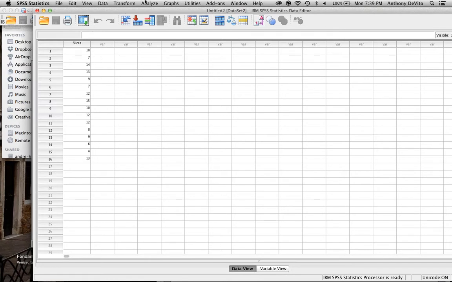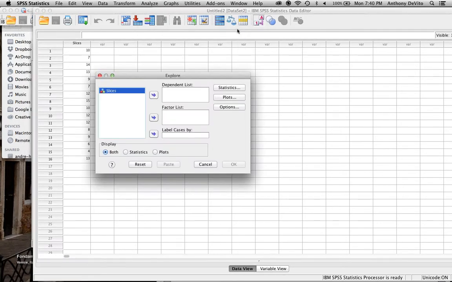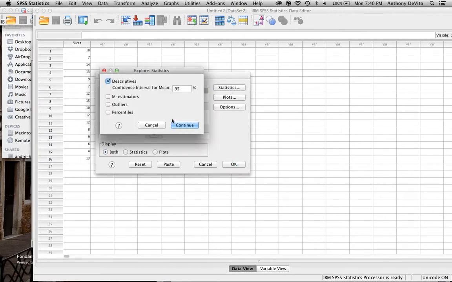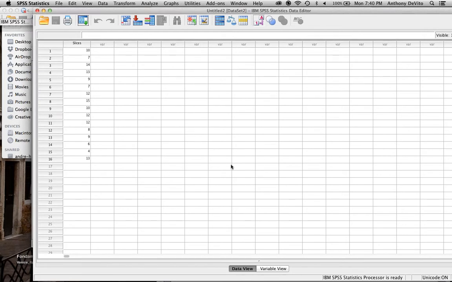So I'm going to do some basic descriptive statistics as we did before. Analyze, Descriptive Statistics, Explore. It'll give me more information. I'm going to move slices, a numerical variable, into my dependent list. I'm going to tell it I want basic descriptive statistics, and I'm going to say OK. Let's see what I get.